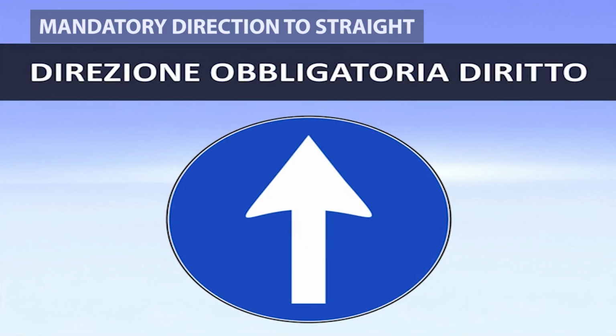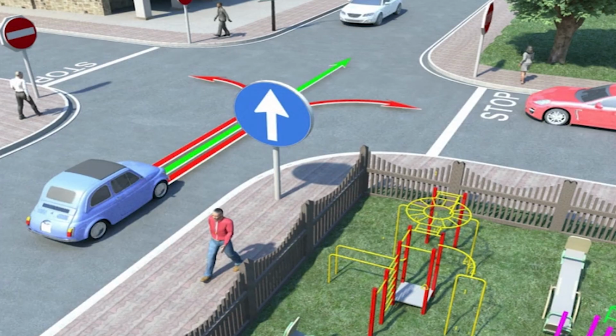Direzione obbligatoria diritto. Mandatory direction, straight. This is a prescription sign, an obligation that imposes mandatory direction straight. We find it before an intersection and it forces us to continue straight. So it does not allow turning to the right or left.